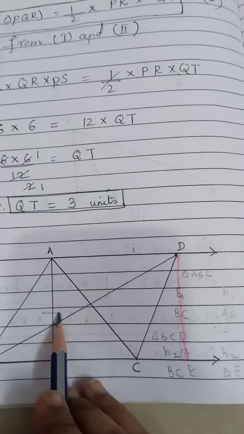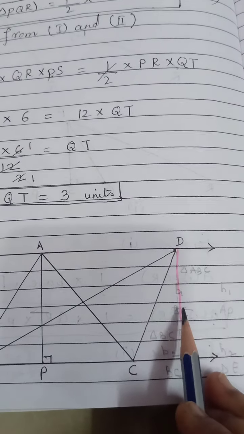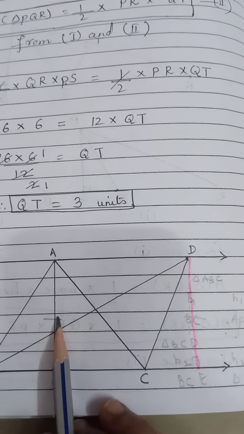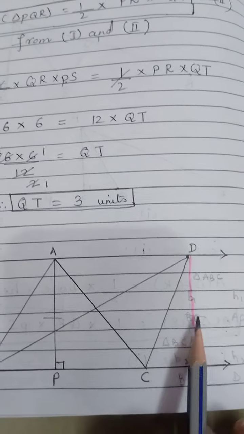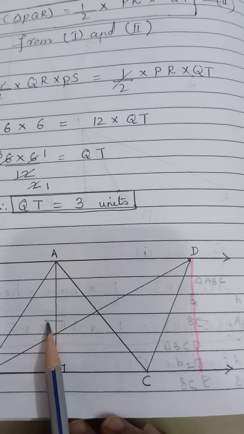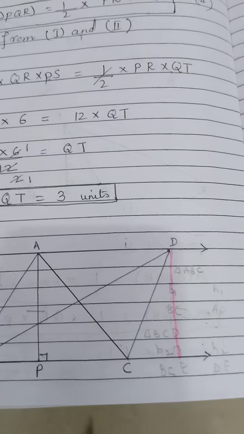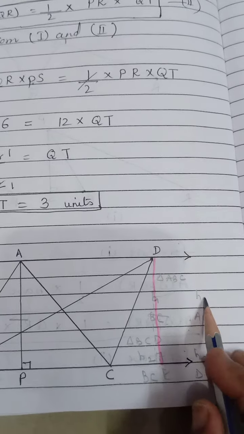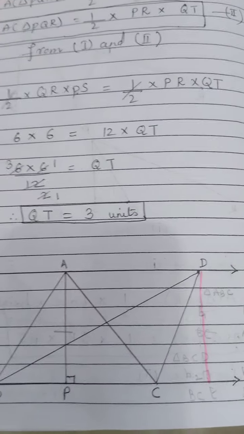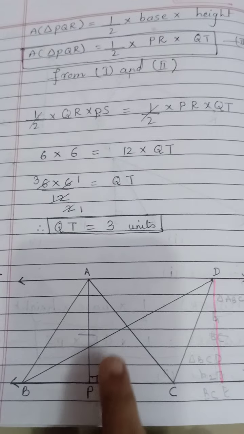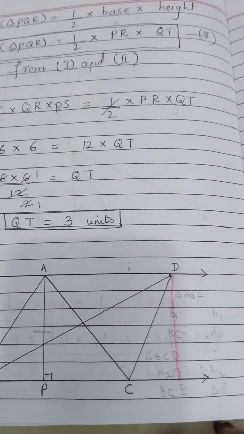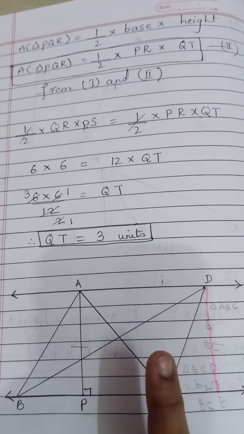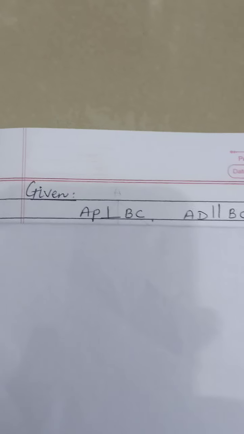But this AP and this DE are the distances between two parallel lines, and the distance between two parallel lines is always equal. That means the height AP is also equal to height DE. So both triangles have the same base as well as the same height. And the last property I explained says that whenever triangles have equal base and equal height, their areas will also be equal, or the ratio of their areas will be 1/1.